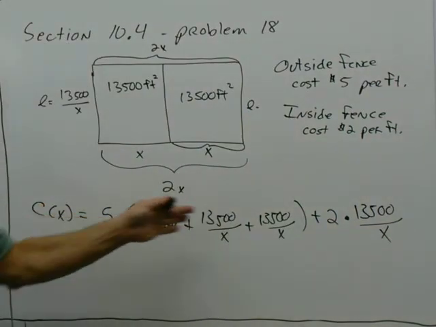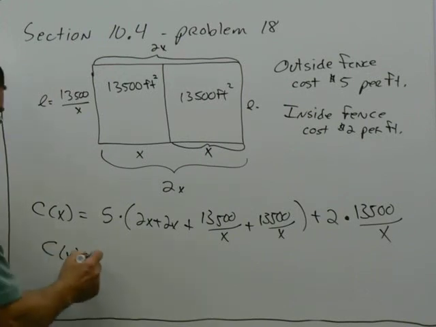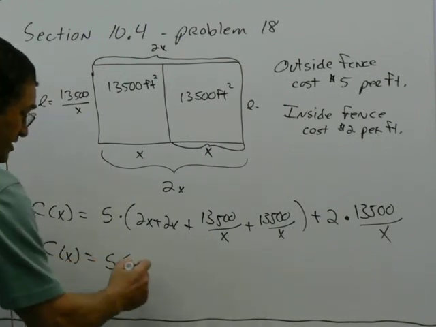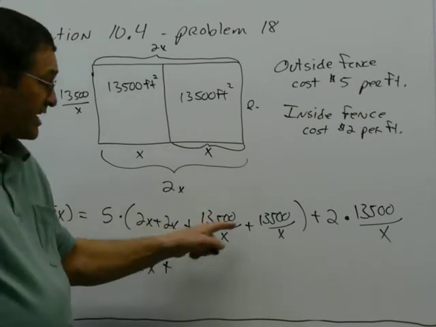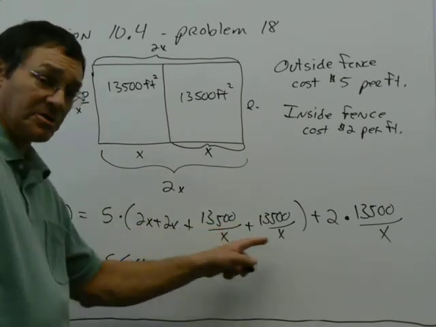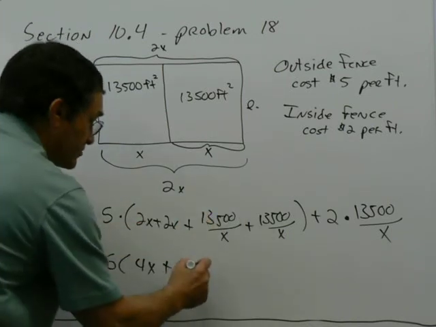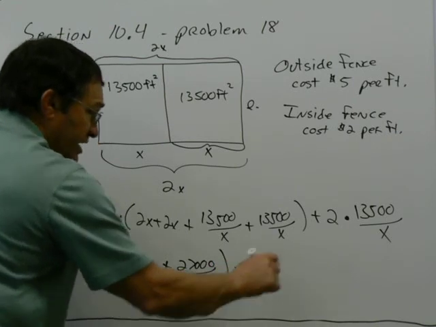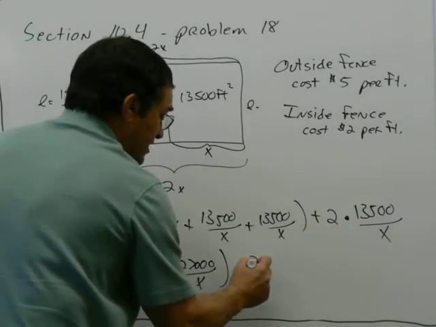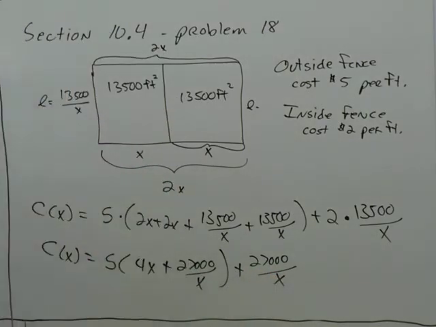All I want to do is combine my terms and simplify that a little bit. So C of x is going to be 5 times 2x plus 2x would be 4x. If I have 13,500 over x plus 13,500 over x, I have a common denominator. So just add the numerators. So that would be 27,000 over x, since 2 times 13,500 would be 27,000. Multiply 5 by each of these terms.